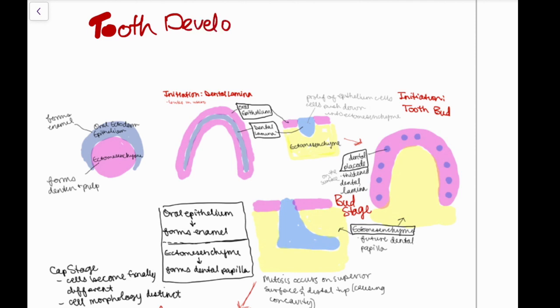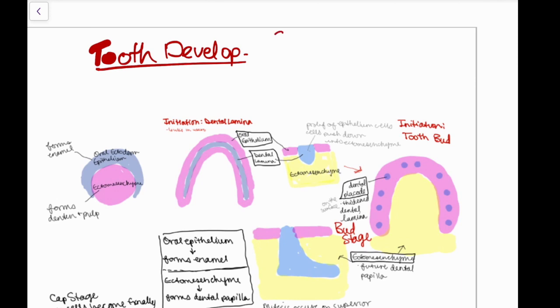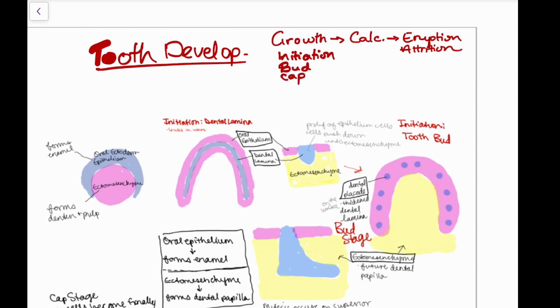So we know in tooth development, we have stages. So we will have our growth stage, calcification stage, eruption, and attrition. That is just basic. We can go into more detail and say the growth stage involves the initiation stage with the lamina, the bud, cap, bell.